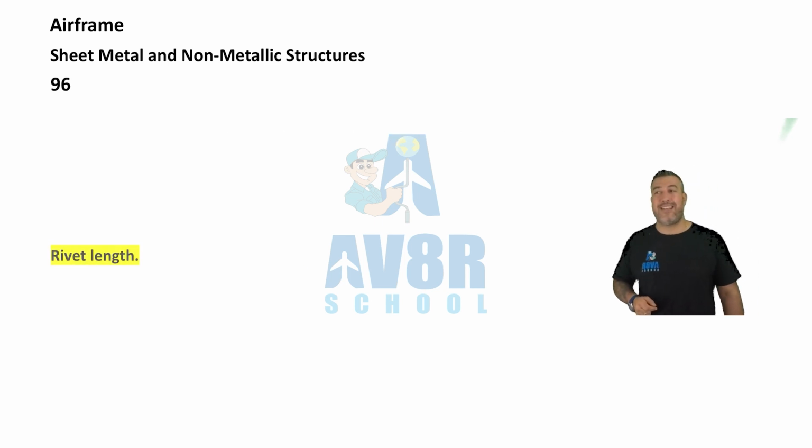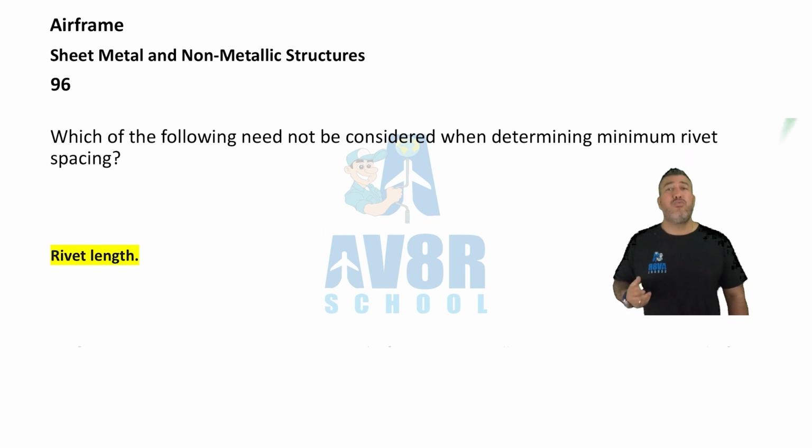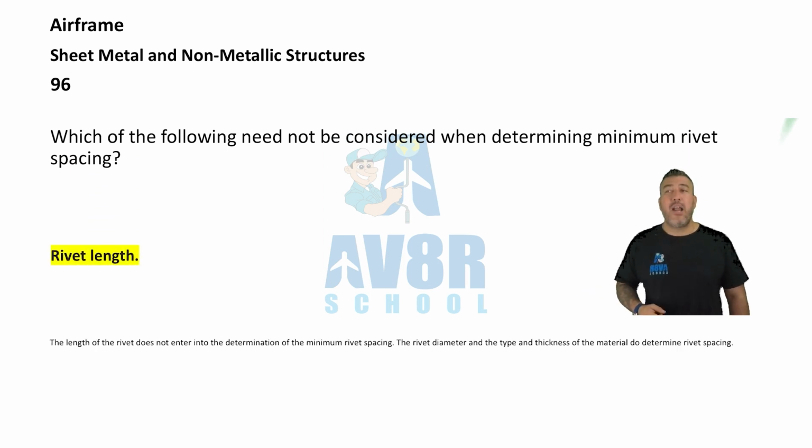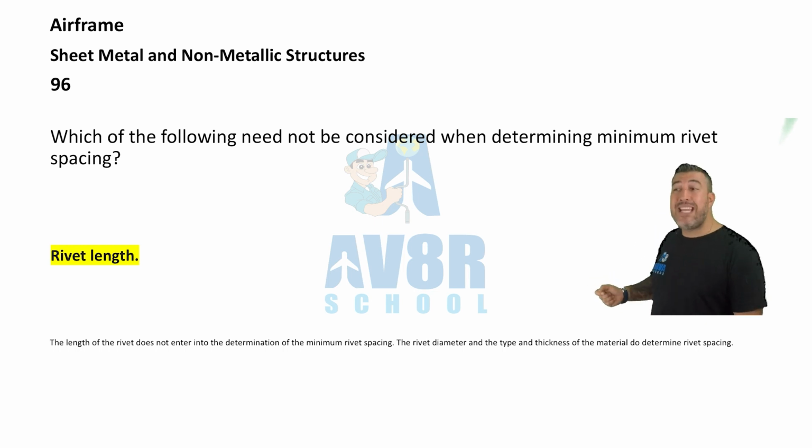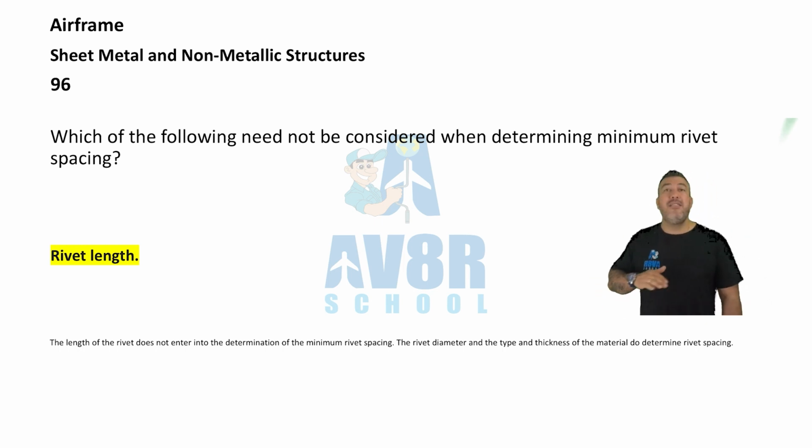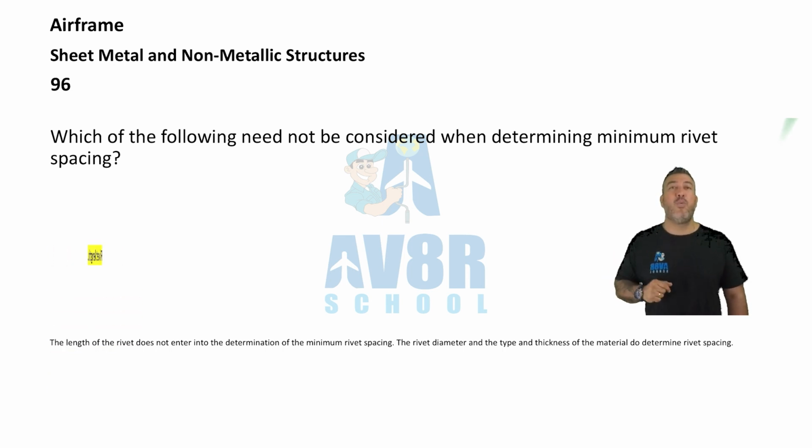Number 96, rivet length. Which of the following should not be considered when determining minimum rivet spacing? The length of the rivet has nothing to do with the spacing.